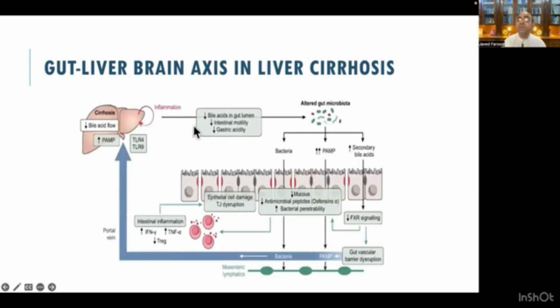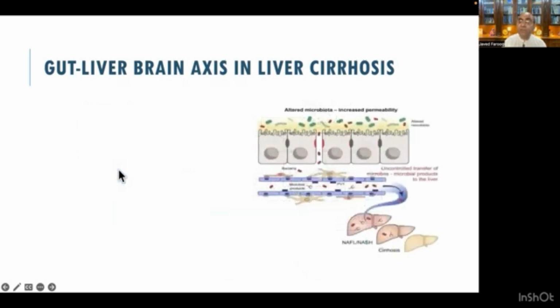Because of this disruption, there is a decrease in bile acids in the gut lumen, decreased intestinal motility, and decreased gastric acidity. It leads to altered gut microbiota and then the bacteria. There are decreased pathogen-associated molecular patterns and an increase in secondary bile acids. All these lead to different mechanisms, and then inflammation sets in here.